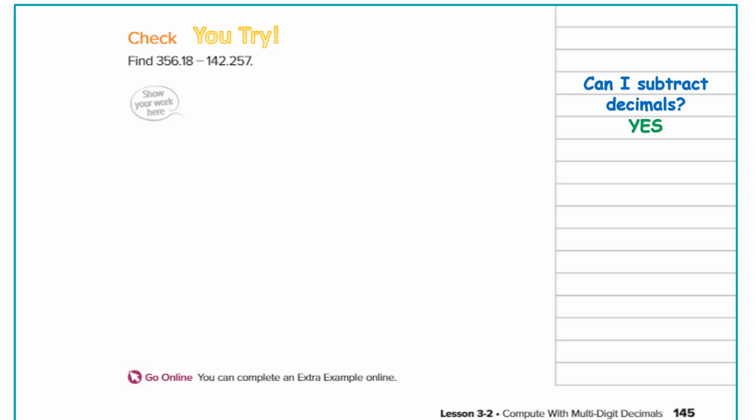So hopefully you have your answer, right? And you've done as I've asked. So hopefully you asked yourself, can I subtract decimals? Yes. I need to line them up according to their decimals. And I see that I have 356.18 on top because that's my first one.